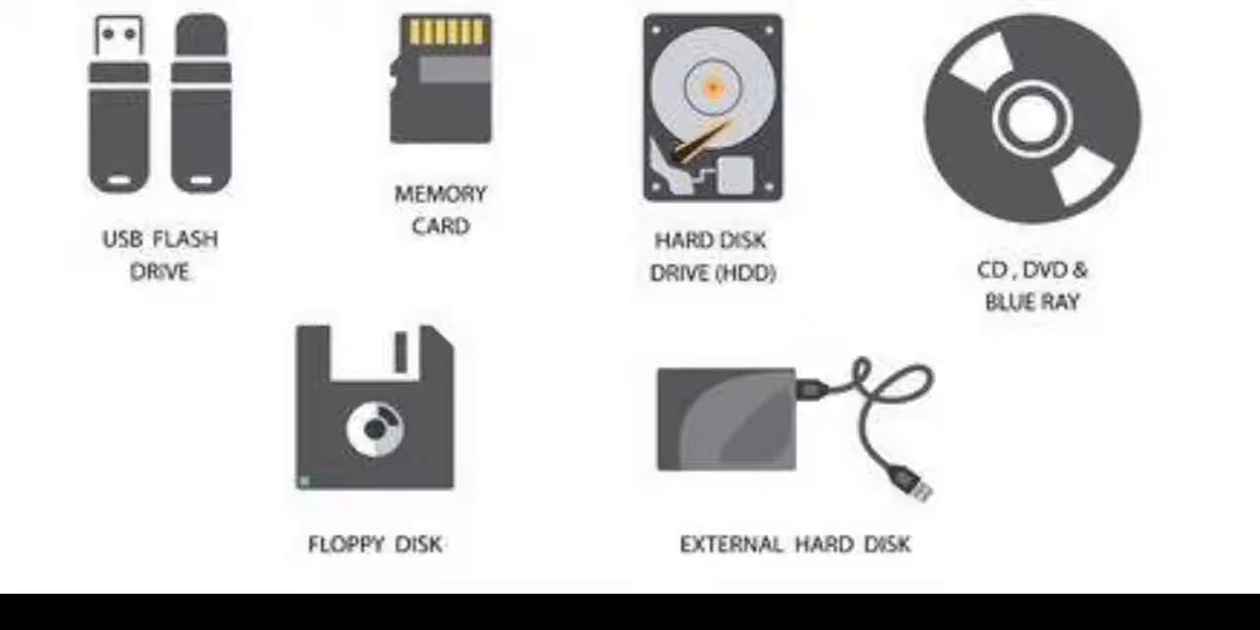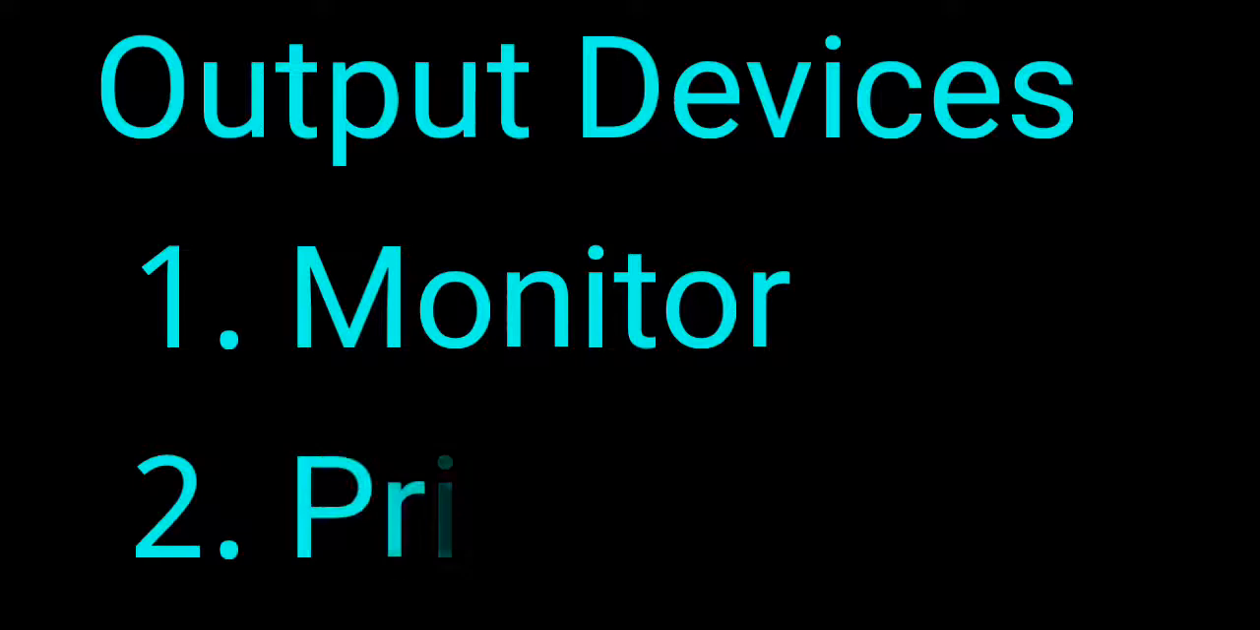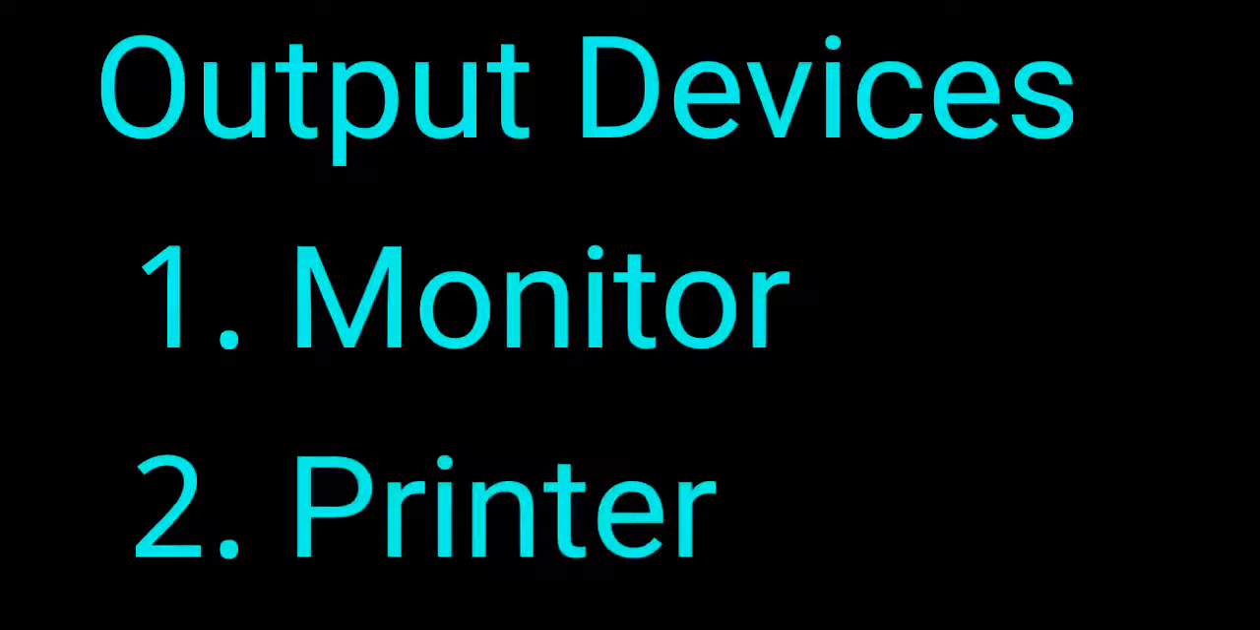The next component is output devices. The monitor and printer are two output devices. The monitor displays the output, while a printer prints the output on paper.